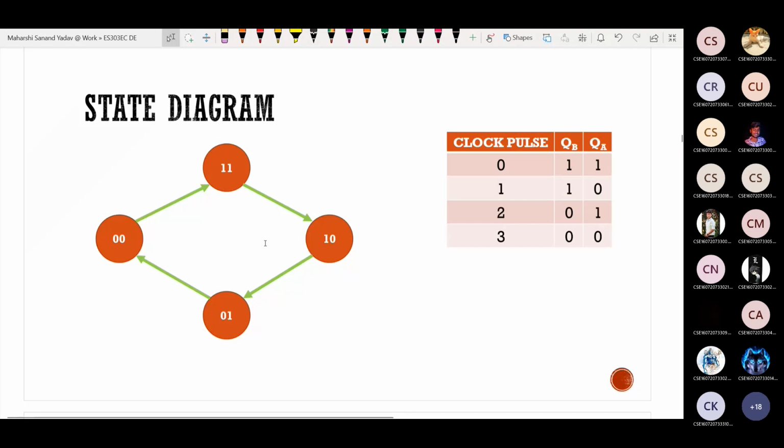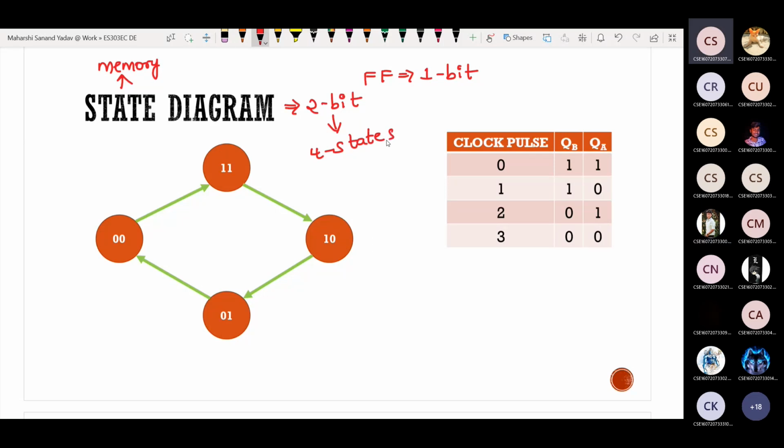So what is state? State is the information stored in memory. A flip-flop is a 1-bit storage element, so it stores only 1 bit. Here we are doing a 2-bit counter. How many states will 2 bits have? 4 states.